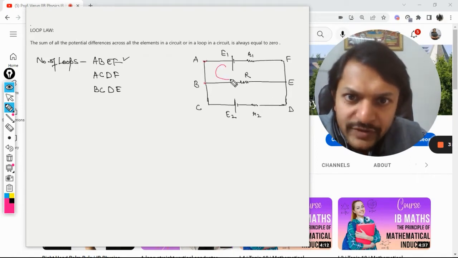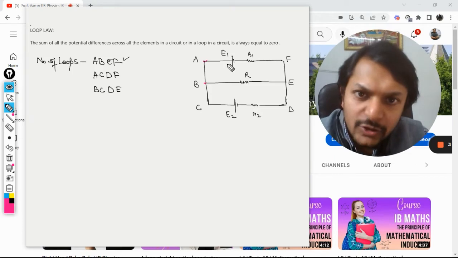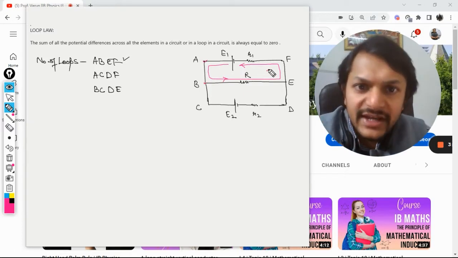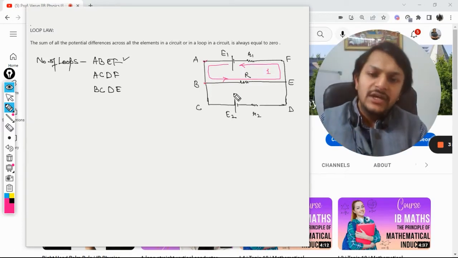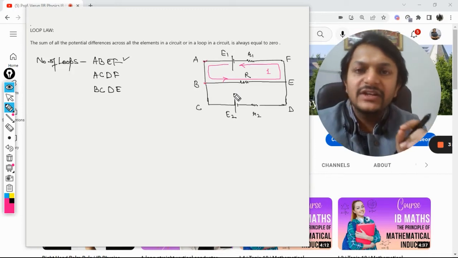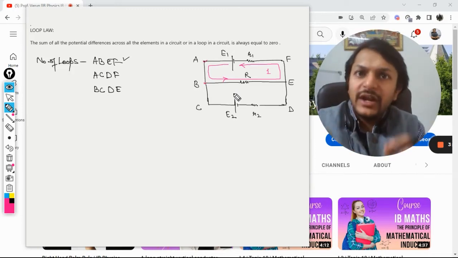So loop is moving like this. So I can say that the loop is moving like this, isn't it? So the loop is going like this. I will name this loop as loop number 1. So this is the loop, and I have even given the sense to it, whether it is clockwise or anti-clockwise.